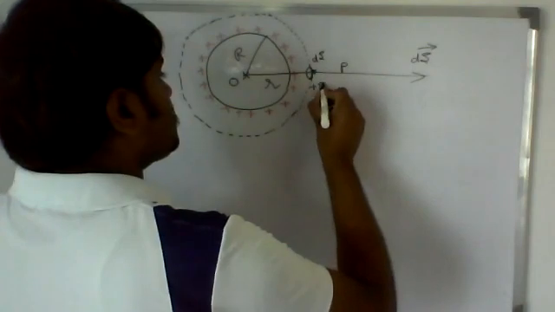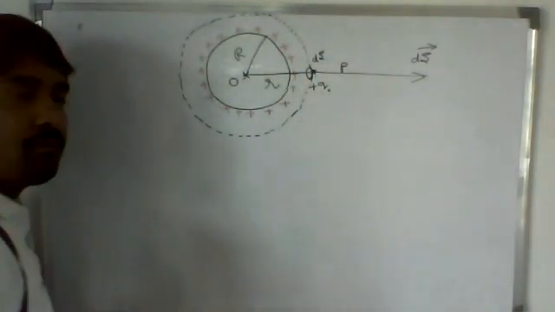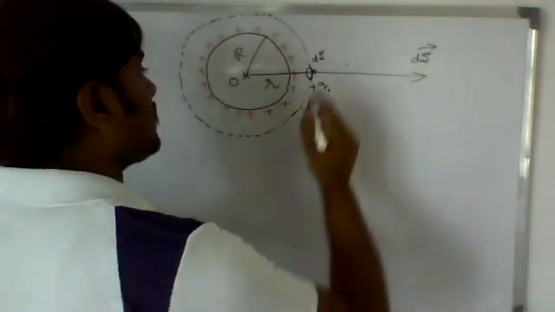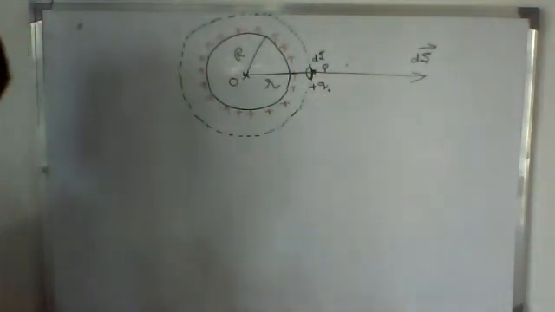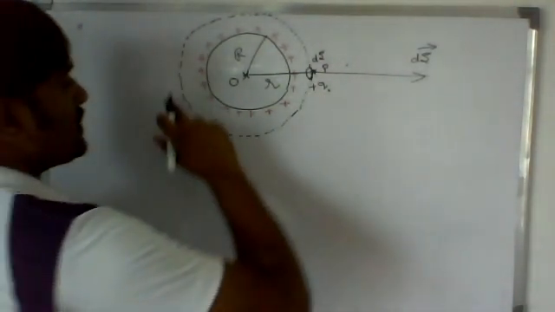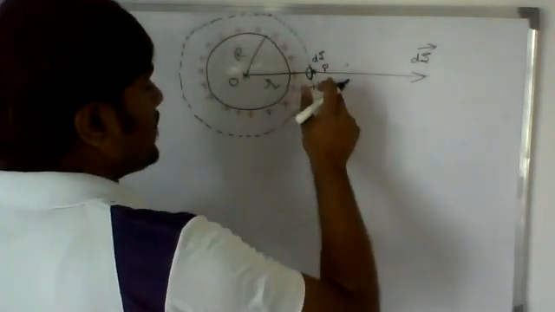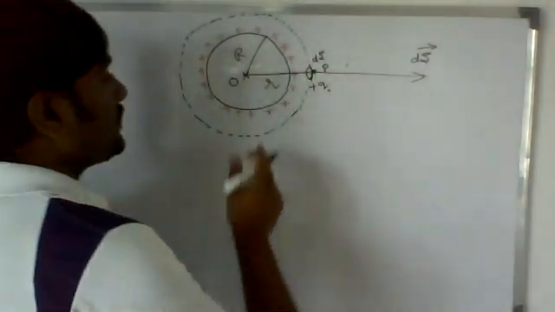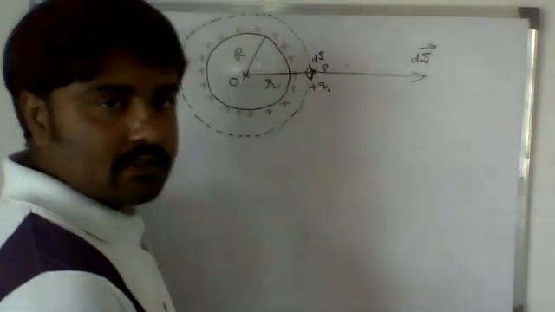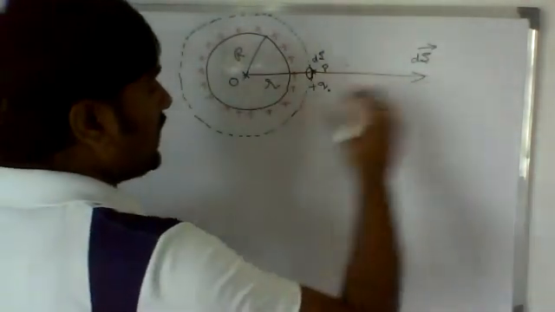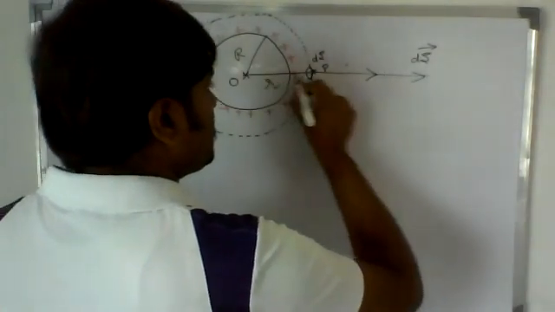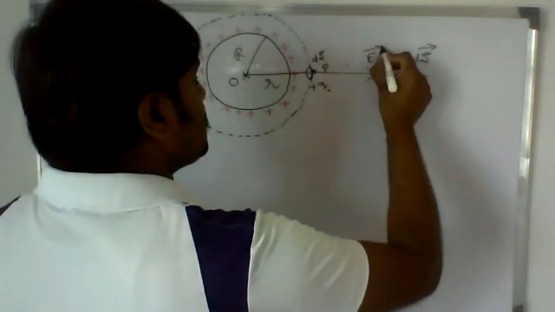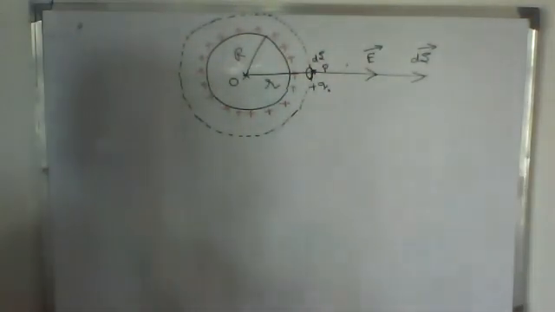And a unit positive test charge plus q naught is placed at the observation point P. Due to this positively charged sphere, plus q naught experiences a repulsive force that is directed away from the uniformly charged spherical shell, that is, radially outwards. So here the ds vector is radially outwards, and the electric field, the electric intensity, is also directed radially outwards.